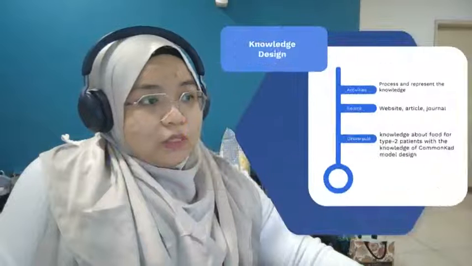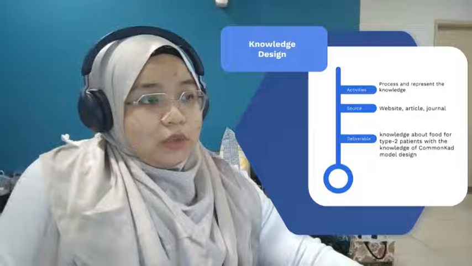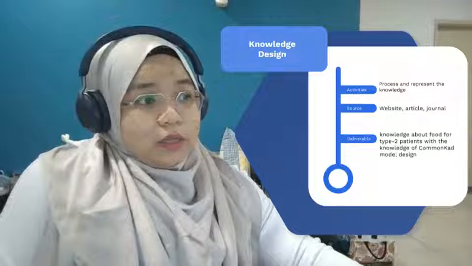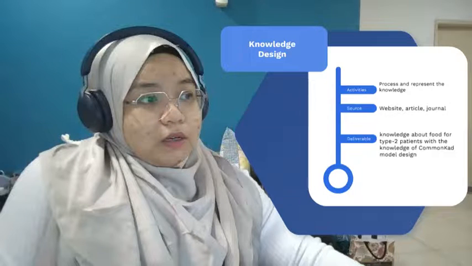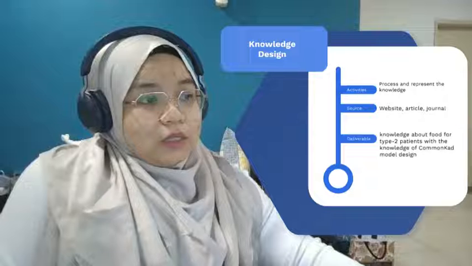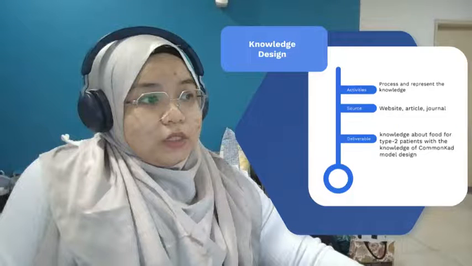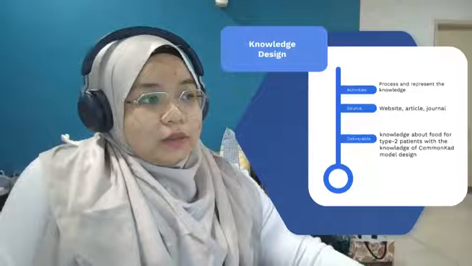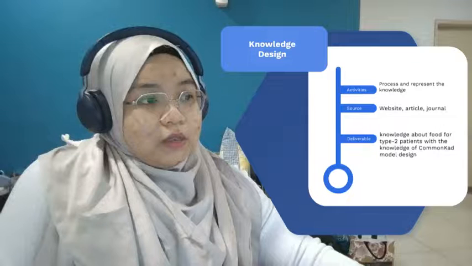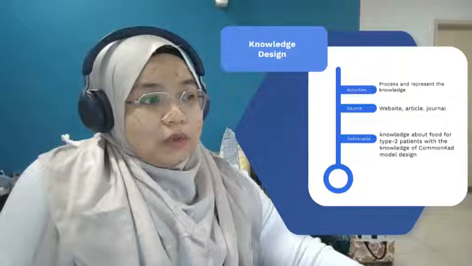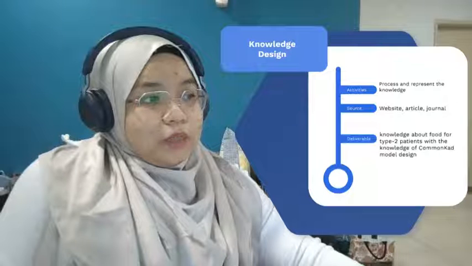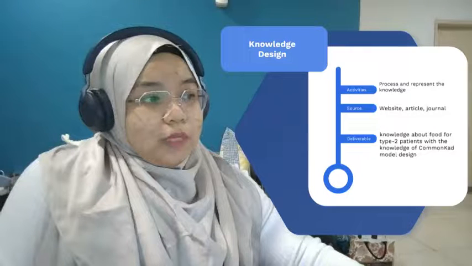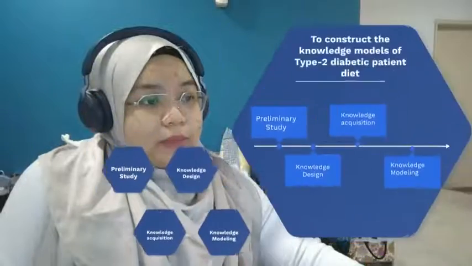We go to the third one. The third one is knowledge design. The activity is to process and represent the knowledge. The source is websites, online journals, and articles. The deliverable is knowledge about food for type 2 diabetic patients with the knowledge of the CommonKADS model design.